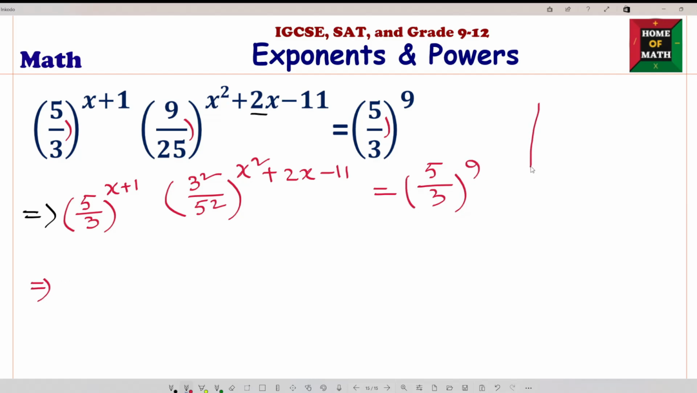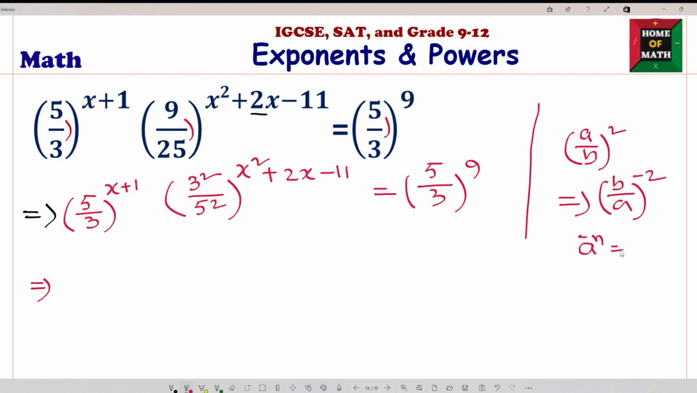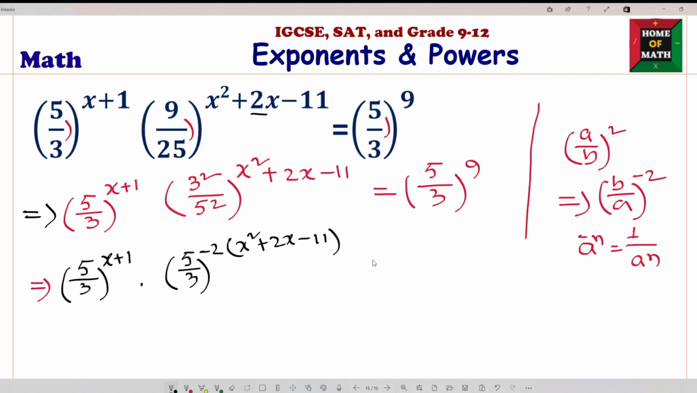Next, if something is like (a/b)², we can write it as (b/a)^(−2), right? As per the negative exponent rule, a^(−n) equals 1 by a^n. Similarly, here is 5/3 and here is 3/5, so we need to make them similar. Therefore here is (5/3)^(x+1), and this one we can write as (5/3)^(−2), with exponent x²+2x−11, and on the right (5/3)^9.